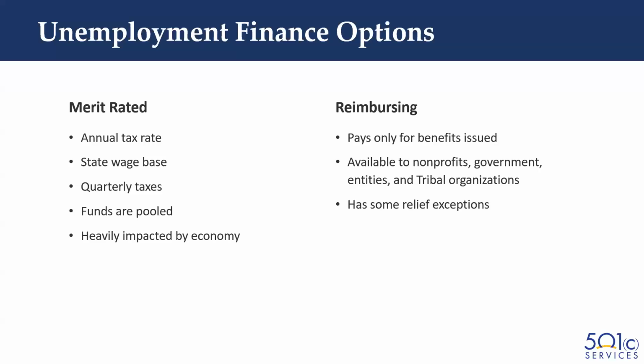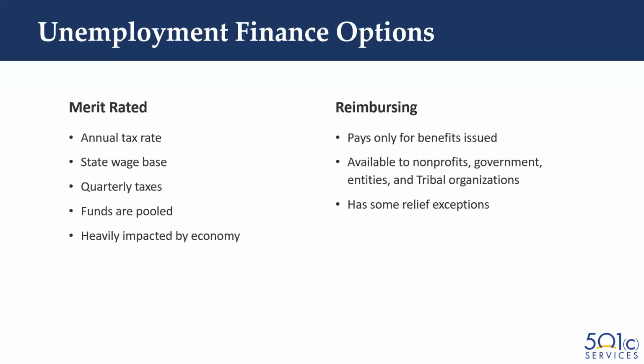Now, when it comes to funding these benefits, there's 2 types of employers. You've got a merit-rated employer, also known as tax-paying, or you could have a reimbursing employer, also known as self-insured. Merit-rated employers could be a for-profit or nonprofit employer. They're going to be issued a tax rate every year in every state that they operate in. That rate is then going to be applied to a designated wage base that varies greatly by state.